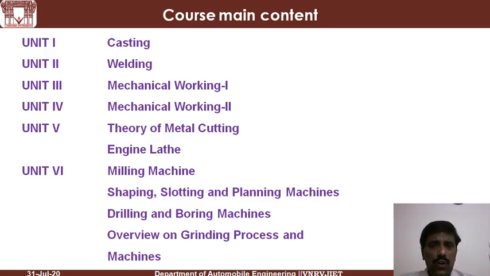So this is your main course content, starting from casting. The casting is given in unit 1, and similarly the second unit consists of welding processes, and the third and fourth units consist of mechanical working processes 1 and 2, and the fifth unit consists of theory of metal cutting and engine lathe, and the last unit consists of various machine tools like milling, shaping, slotting, planing, drilling, boring machines, and the last one is an overview on grinding process and machines. So this is the course content broadly, and we'll briefly discuss what all these processes are.